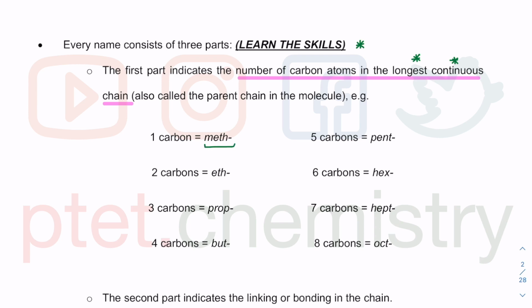These are the prefix. Prefix basically means the name that comes before. So these are before the actual name, and they are called prefix. So 1 carbon is called meth, M-E-T-H. 2 carbon is called eth, E-T-H. 3 carbon is prop. 4 carbon is but. These are the most common ones in the syllabus: meth, eth, prop, and but. There is no way you should get confused between 1 carbon, 2 carbon, 3 carbon, and 4 carbon.